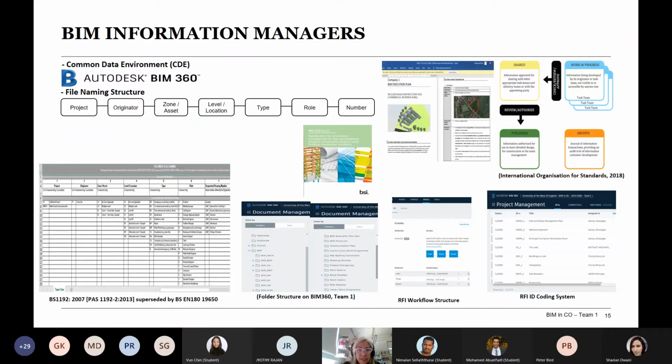We move on to the BIM managers. So it's more seen from the position or perspective of the BIM managers, and it's about how they coordinated and managed the information put in 360, but also outside 360.